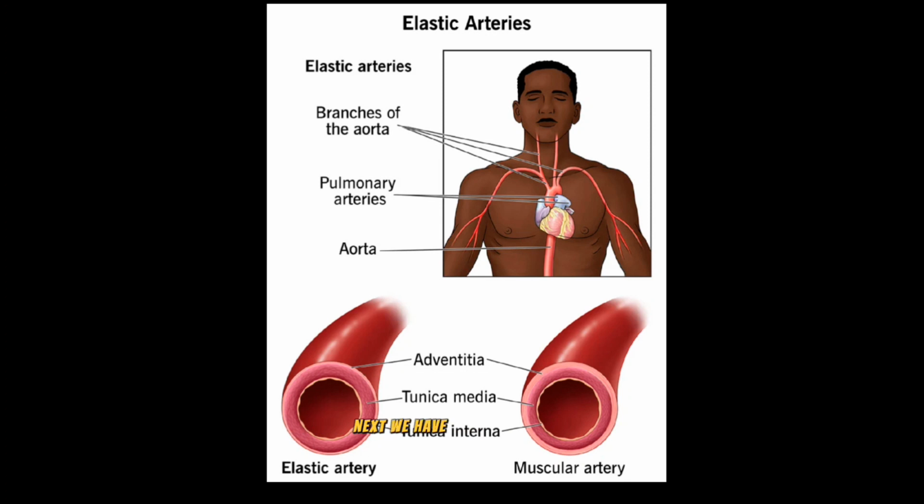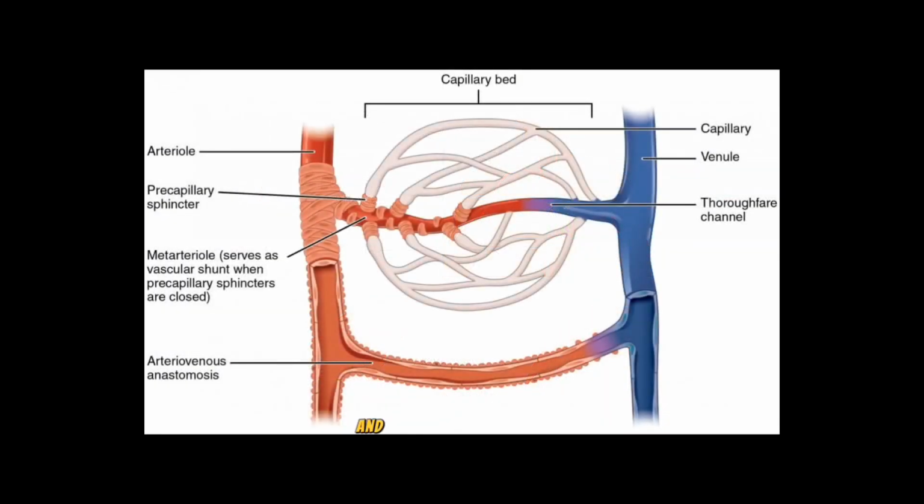Next, we have muscular arteries. These deliver blood to specific organs, and these are the most abundant. And lastly, we have arterioles. These are the smallest arteries, the ones that lead into the capillary bed.